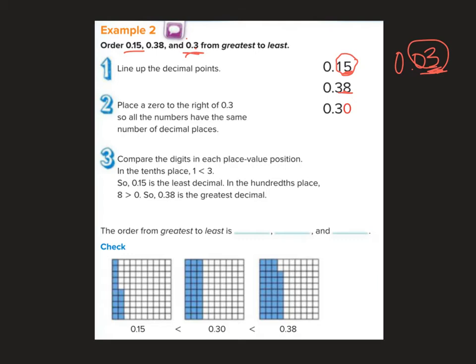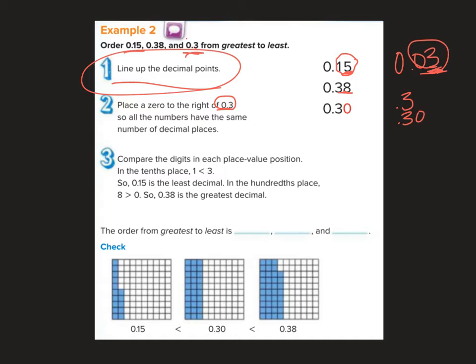Anyways, so first step, always line up that decimal point. Then we're going to place a 0 to the right of 3/10 so that it's hundredths just like the rest of them. And we've done that. That 3/10 and 30/100ths, 30 pennies versus 3 dimes, same amount of money, right? So we're not changing any values here. We're keeping the same value.